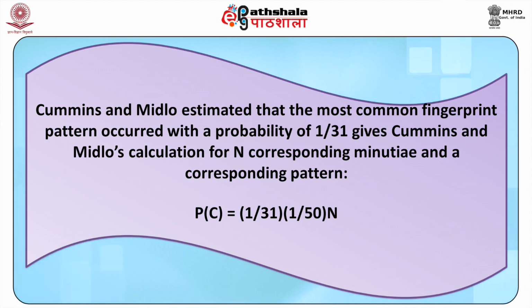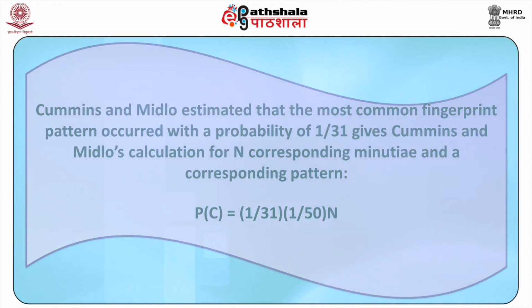The estimate was for an ulnar loop and included core to delta ridge count. This gives Cummins and Midlo's calculation for n corresponding minutiae and a corresponding pattern: P into C is equal to 1/31 into 1/50 into n.